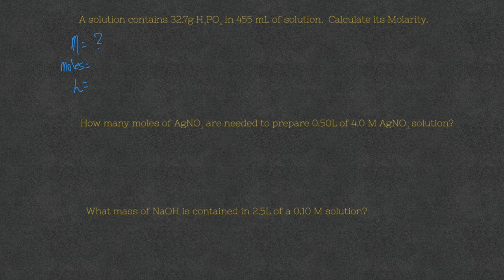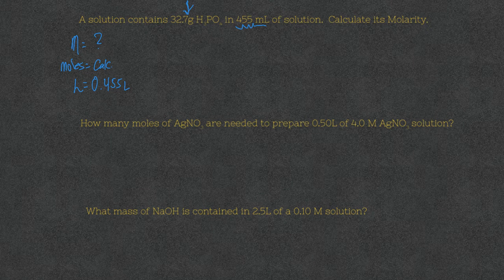That's the unknown. Moles. I don't have moles yet, but I have a way to get there. I've got grams, so I'm just going to write a note to myself that I need to calculate the moles. And then liters, I don't really have those, but I basically do. I've got milliliters, which means I just take the decimal point and I move it over 3 to the left, which makes it 0.455 liters.